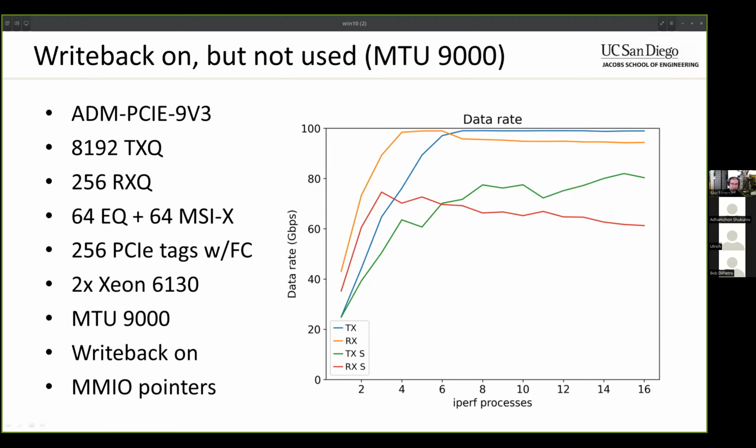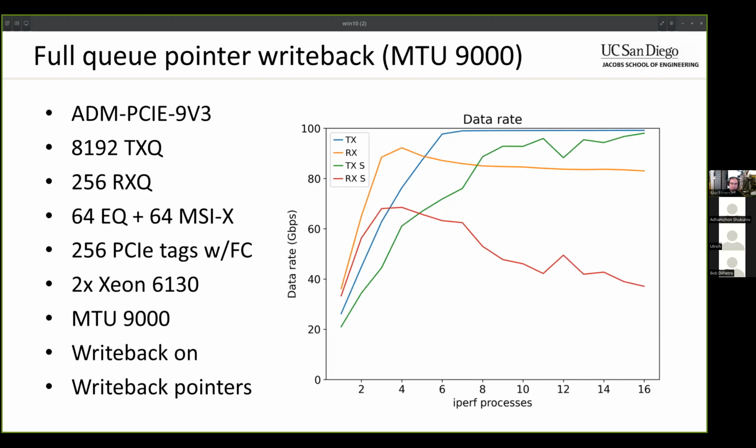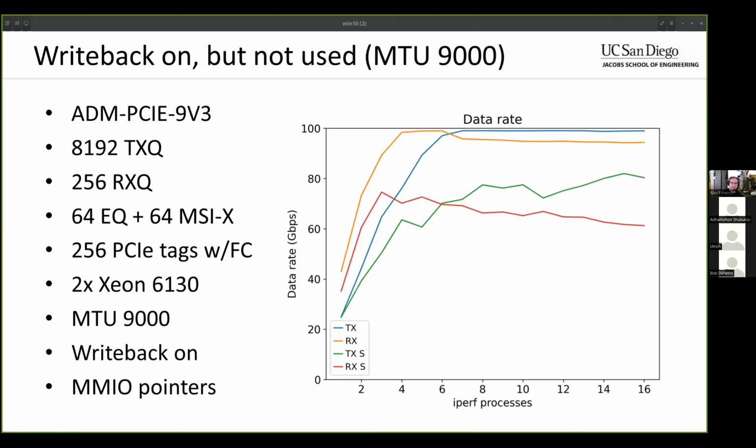Okay, and then the third case, I turn everything on and whoa, things change significantly. The idea here is we're not reading the Q pointers out of the NIC, we're reading the written back pointers out of host memory. And this has a significant impact on performance. We can see the RX performance drops quite a bit over what it was. The TX performance doesn't seem to be affected at all.